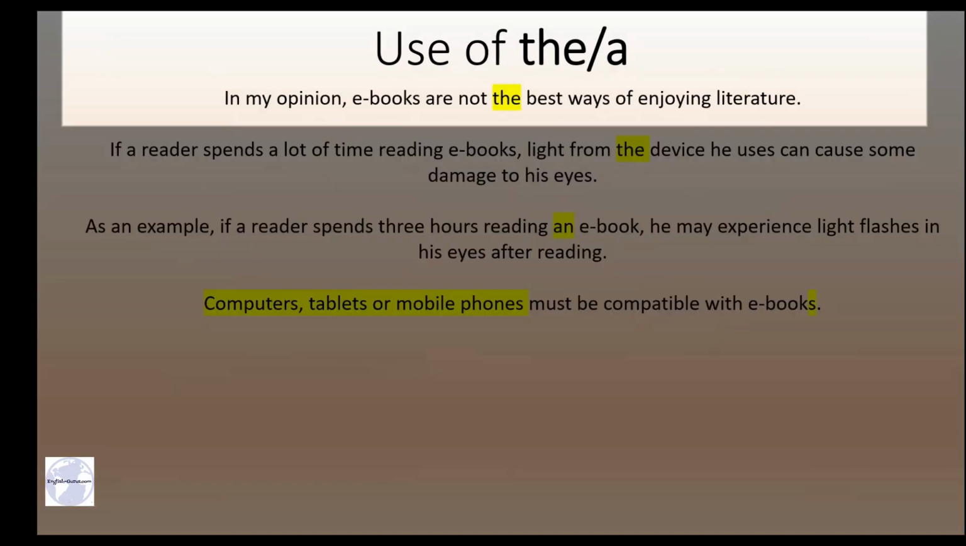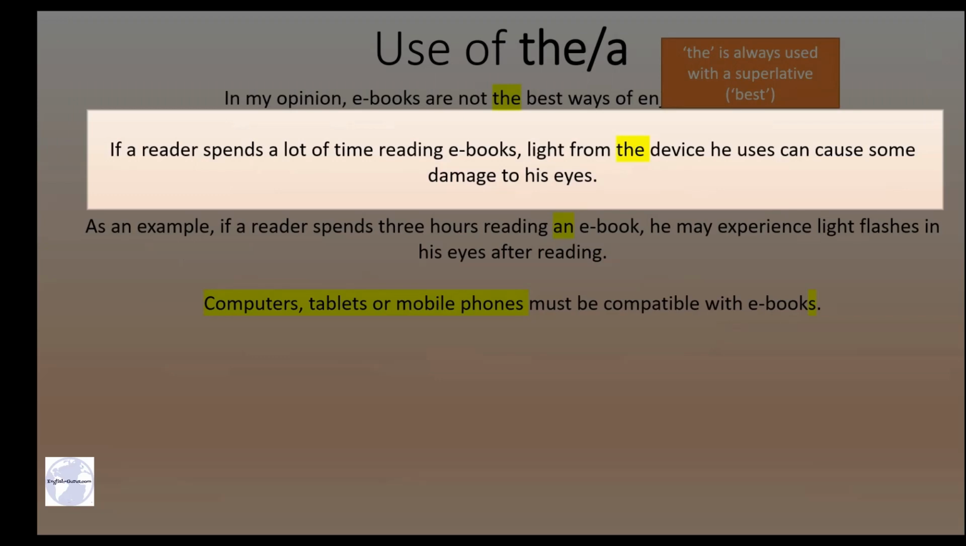The first one is best. The word best is a superlative and always takes the definite article. The best, the worst, the most beautiful, the strangest. Sentence 2, we also need the definite article before device because device is a specific noun that we're using. It's a specific object that a reader uses.